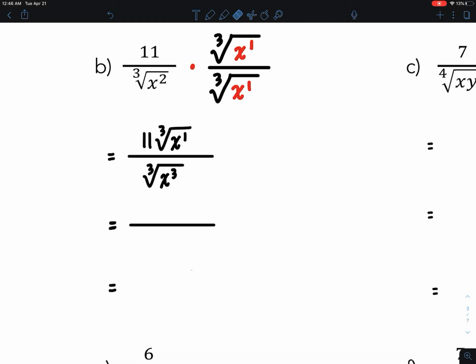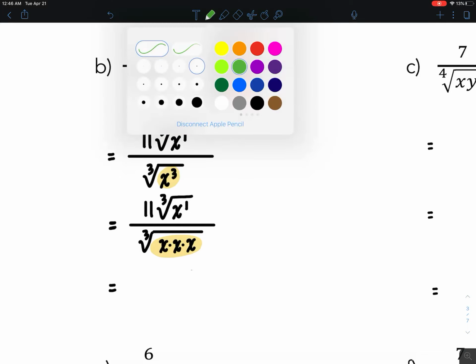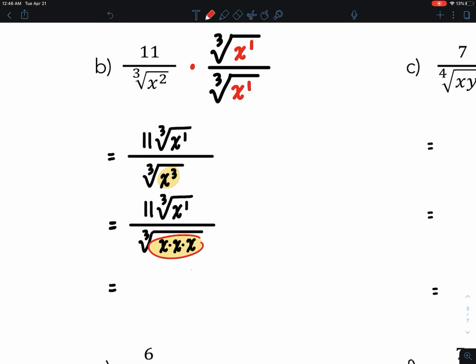But for the rest of us, I'm going to do this the long way, where I'm going to write out x times x times x for the denominator portion. You can see the x cubed, I just wrote it as x times x times x. And notice here, I can take a group of 3, which is now x. This is your final answer.